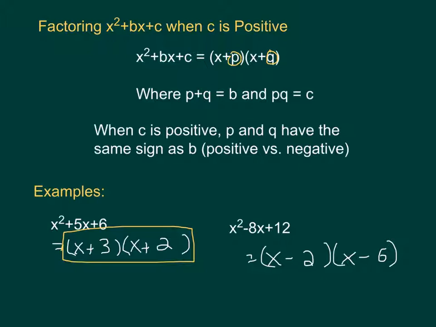This time, because we have a negative 2x and a negative 6x when we do part of our FOIL process, we end up getting the negative 8x that we want. By checking our work, we can be sure that we have correctly factored this polynomial.